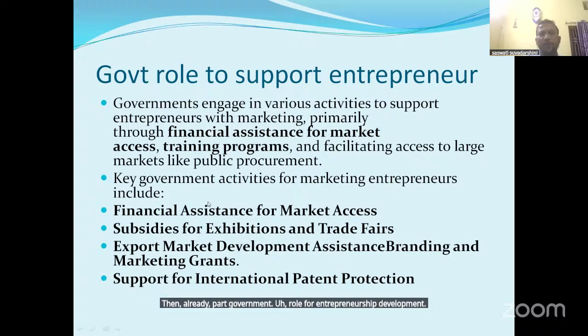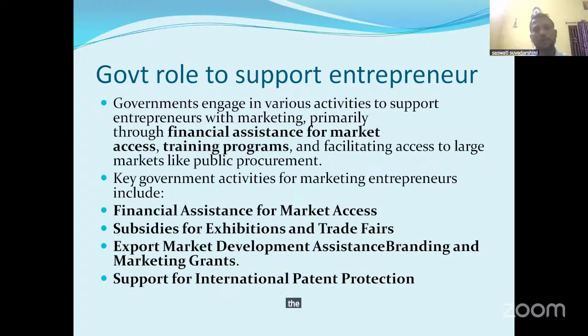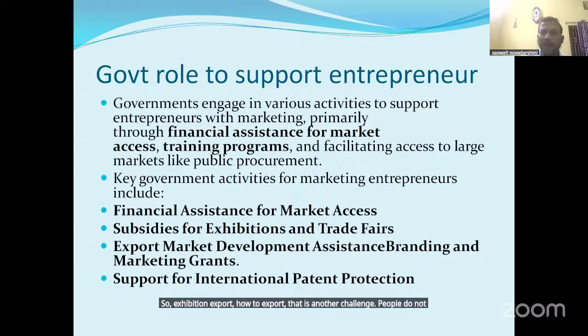Here are some points: financial assistance to the market, trade fairs, making trade fair exhibitions. So that is also a major aspect. As I have told, two exhibitions are presently going on at the exhibition ground near Swasti. So exhibition, export, how to export, that is another challenge. People do not know about branding, how you will make a brand of your product. So that marketing aspect is also supported by this.